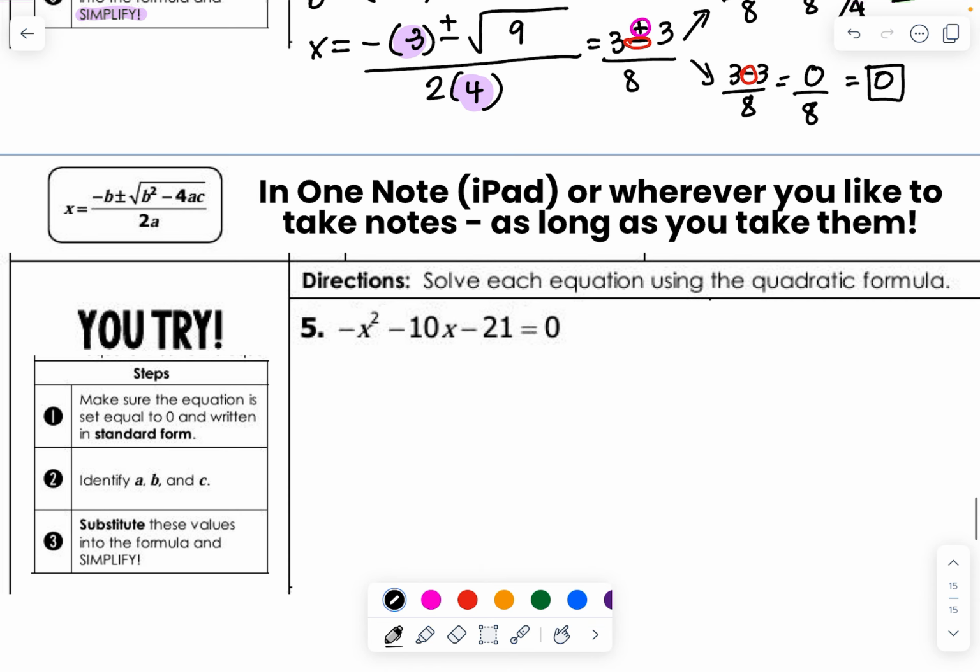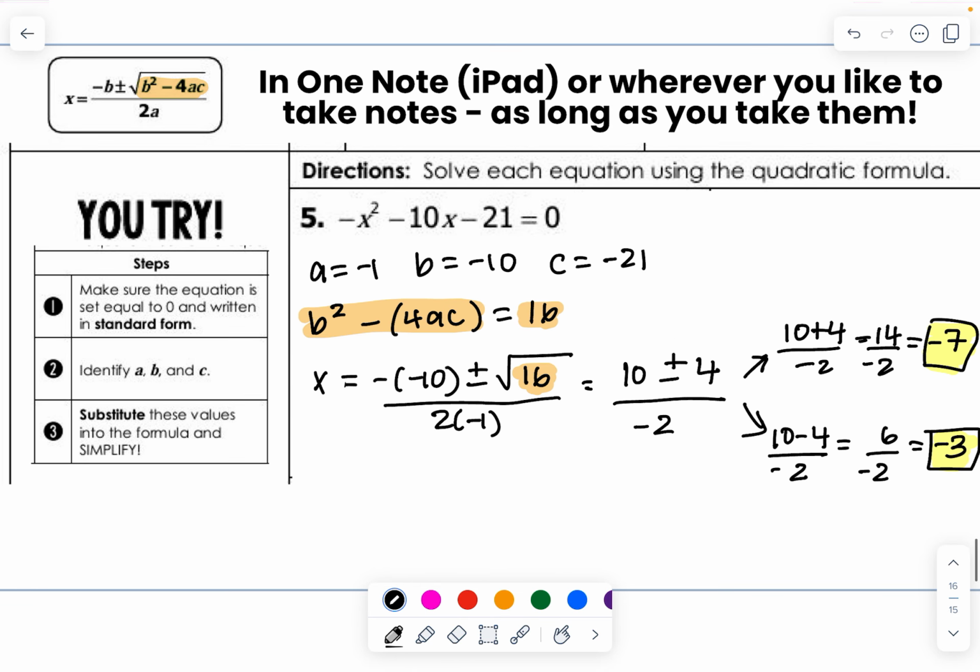Okay, here's your last example. Would you please try to solve x squared minus 10x minus 21 equals 0? Step 1 is already done for you. Let's rock and roll, and let's come back and see if you get the correct answer.